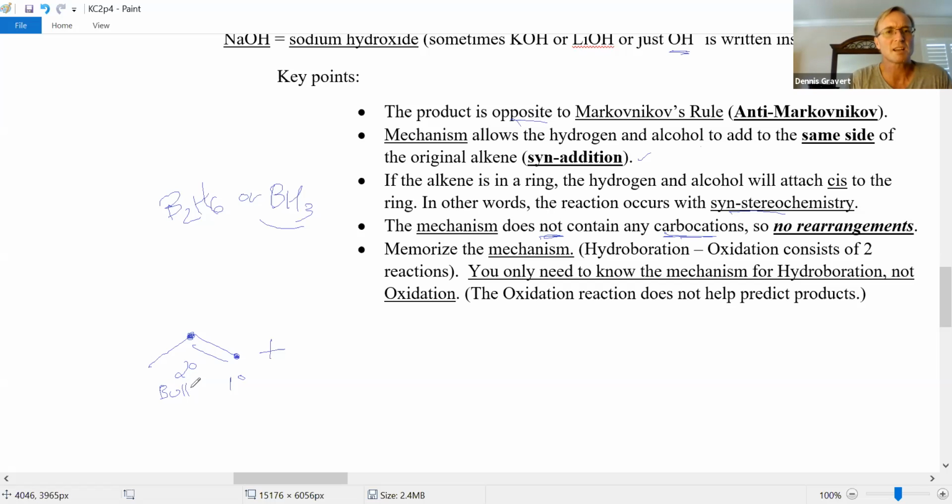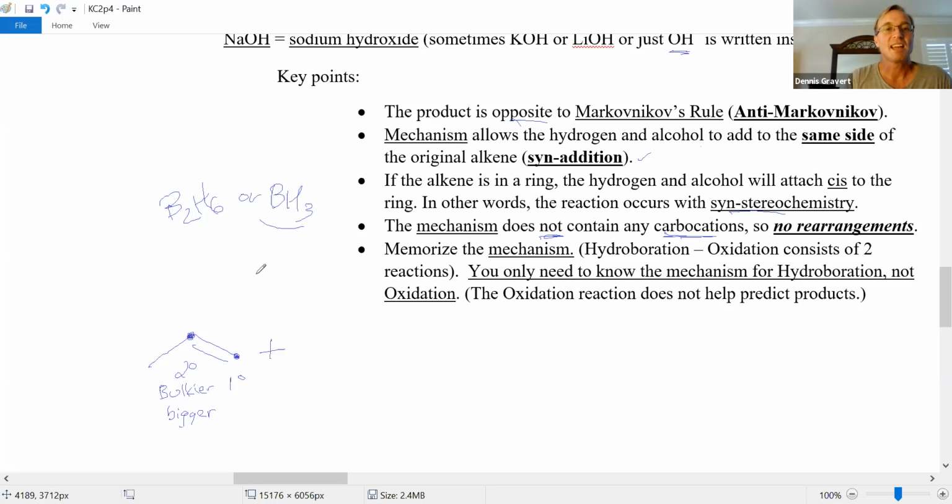Okay, so which one's more crowded, which is bulkier? The secondary one. It's got more groups, more carbons on it. It's bulkier, bigger, fatter. I don't know, what word do you want that you remember? It's degree 2. That's my little alarm saying you're taking too long. We're almost done. This is a quick mechanism.